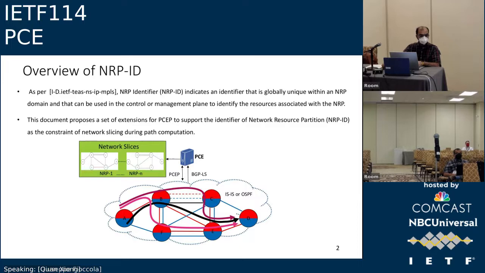So this draft is mainly about the NRP ID. As per the IETF's NRP definition in the MPLS document, an NRP identifier is an identifier that is globally unique within an NRP domain, and that can be used in the control and management plane to identify the resources associated with the NRP. So this document proposes a set of extensions for PCEP to support the identifier of the network resource partition as the constraint of network slicing during path computation.